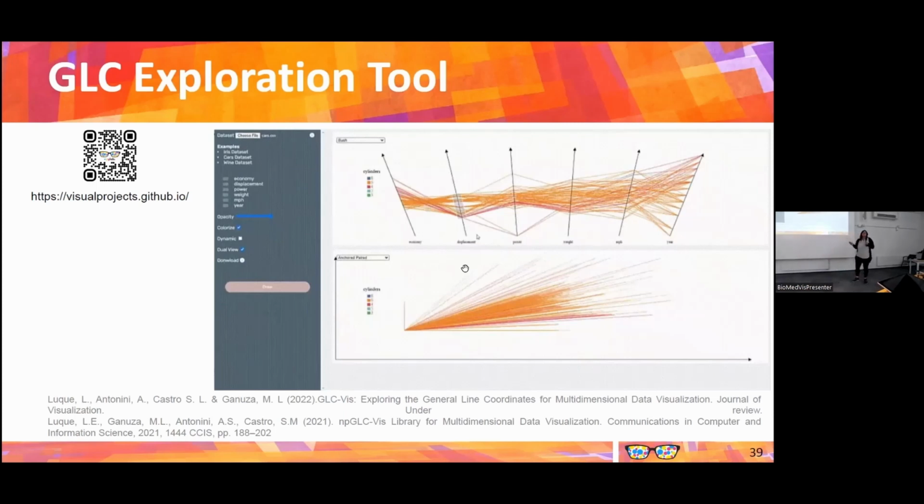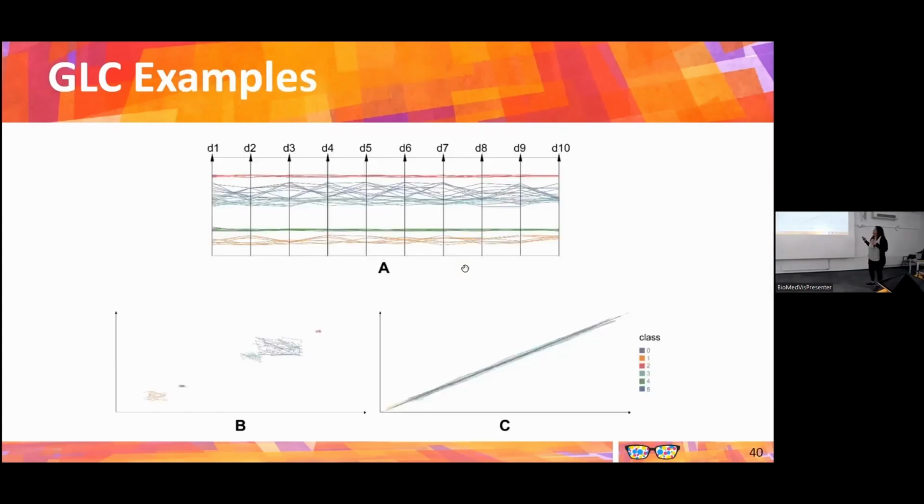We think this is really interesting because if these new GLC coordinates have potential for analyzing data, it's important that there are tools out there that people and the visualization community can use to explore them and analyze their potential. And here I have two examples, because I know that all these visualizations are maybe a lot.